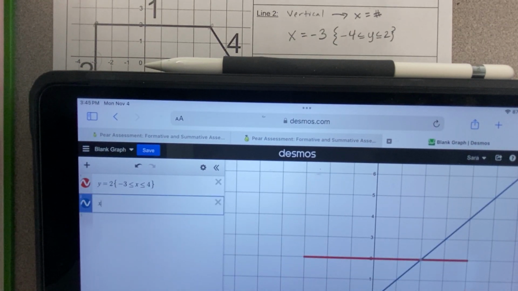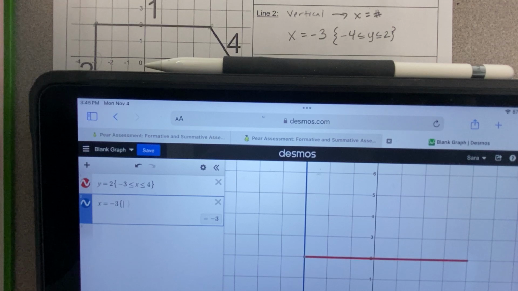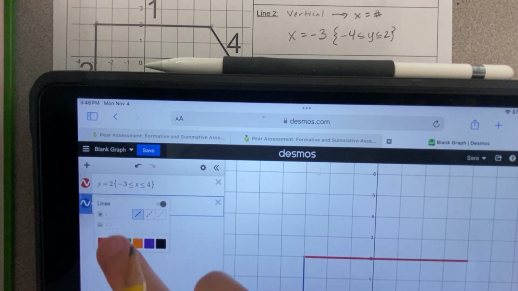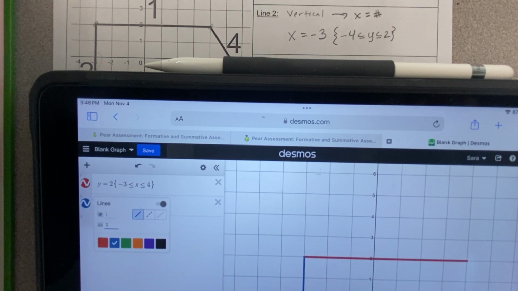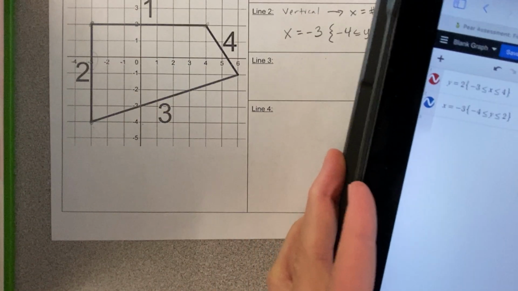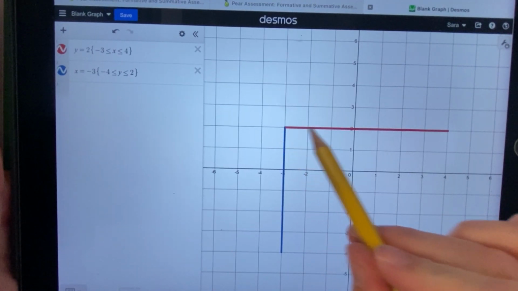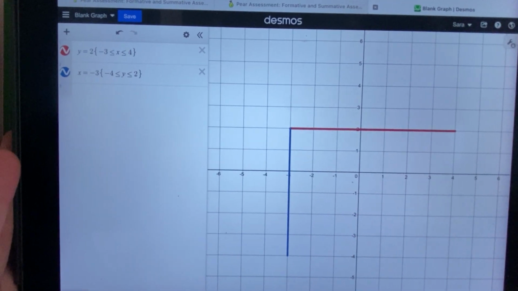So I'm going to write x equals -3, and then I'm going to get my funny brackets, and I'm going to write -4 is less than or equal to, and this time I'm putting y, because this is a range, is less than or equal to 2. Then, just like before, I'm going to thicken this up a little bit so we can see it. Does it look how I want it to look? Let's see. Yep, it looks the same. It meets my line number 1 right here, and it comes down to -4.